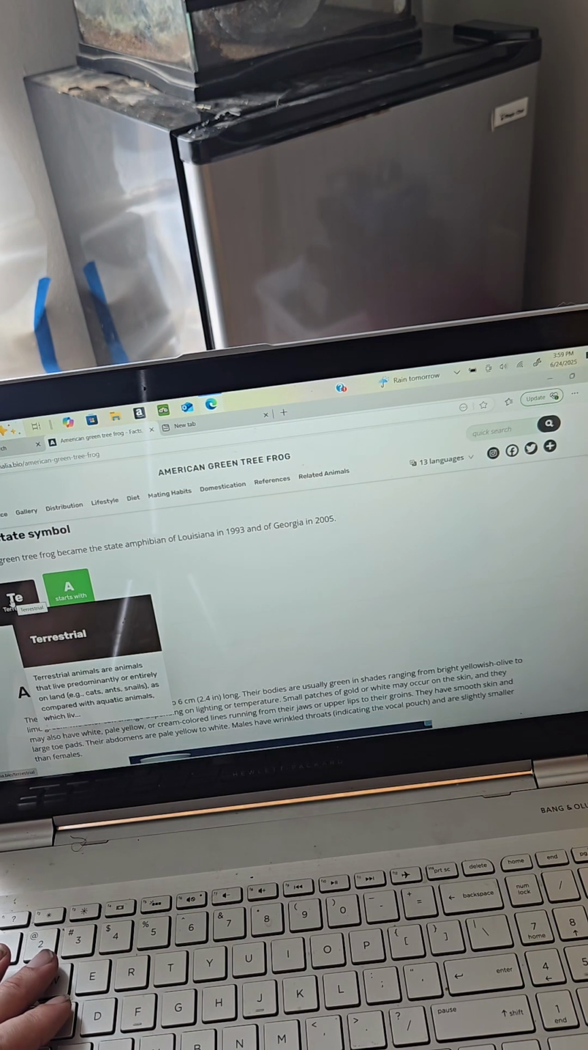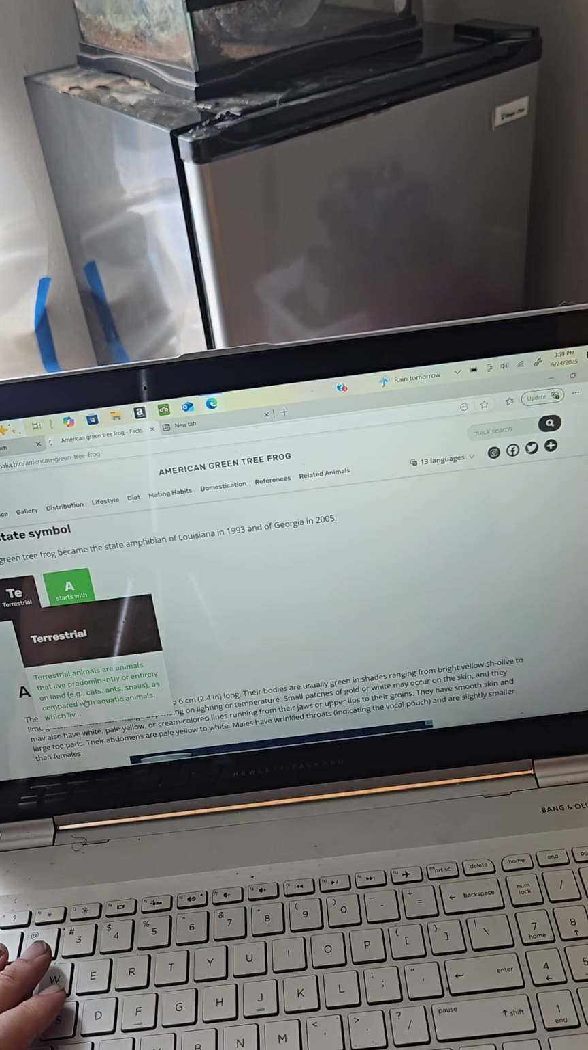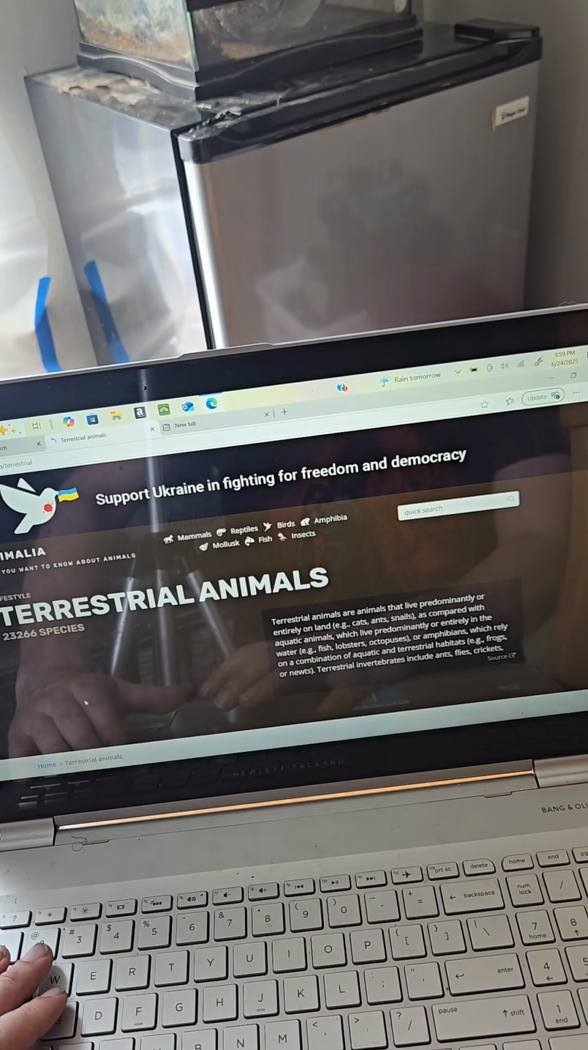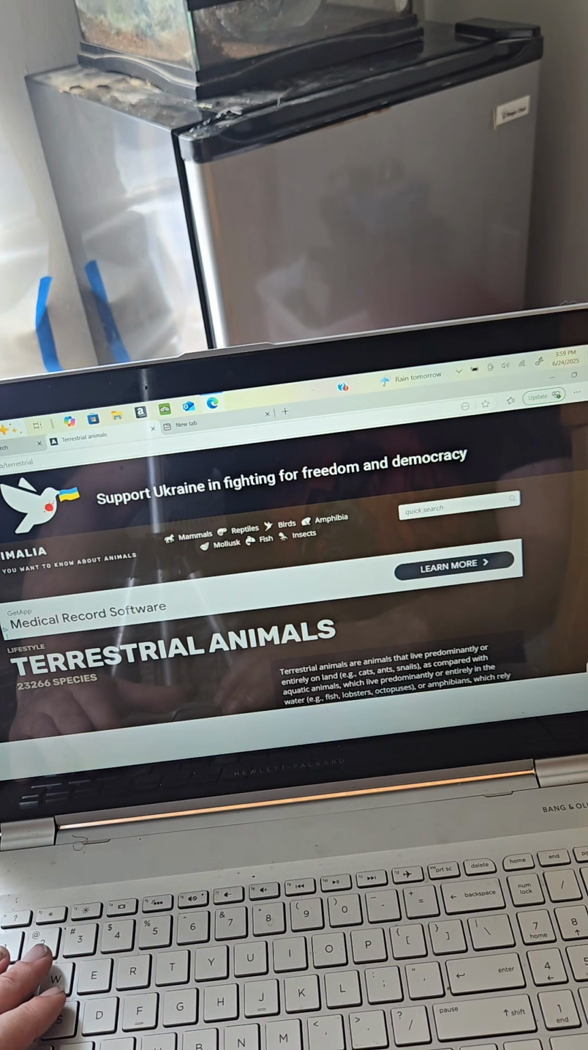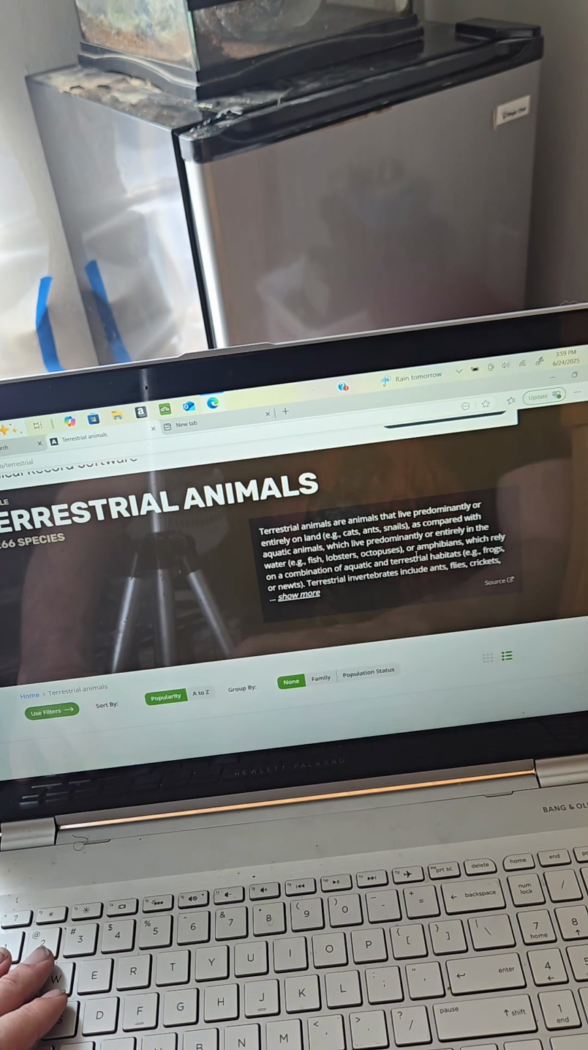What it says there is: terrestrial animals are animals that live predominantly or entirely on land. Examples: cat, ant, snails. And compared with aquatic animals, which live, let's continue this, predominantly or entirely in the water: fish, lobsters, octopuses, or amphibians, which rely on the combination. See, that's just so confusing, because you're getting people to think that amphibians are the same as fish and lobsters and octopuses and stuff, and then aquatic and terrestrial.